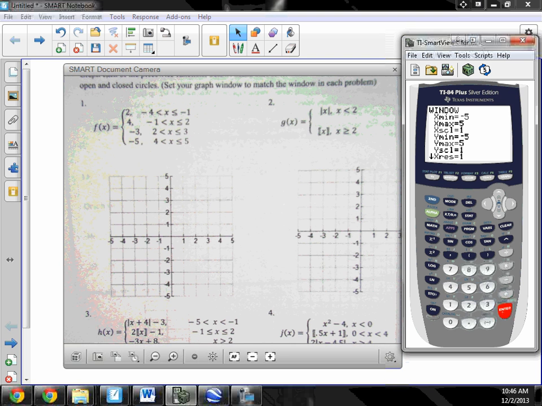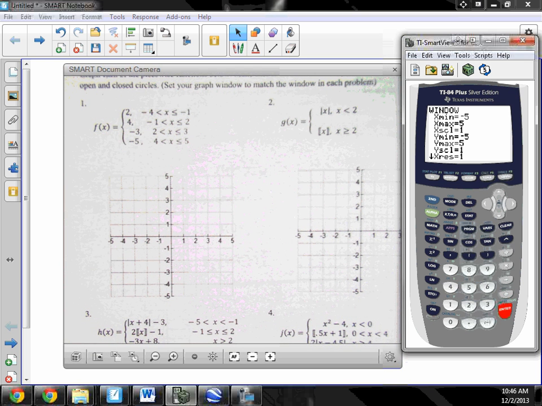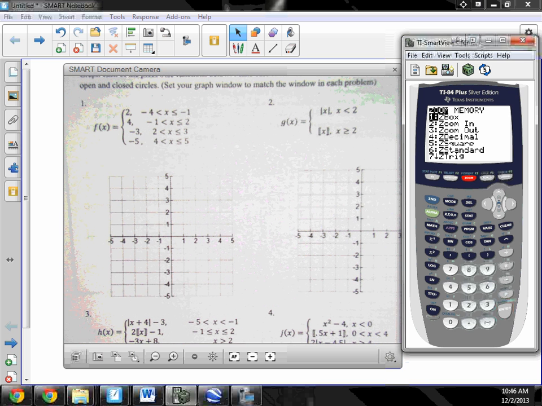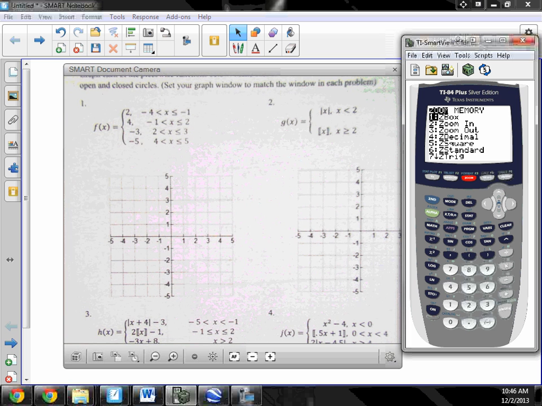If I want to go back to the standard window, how do I fix that? If your window's all mixed up and you want to go back to the normal window, push zoom, and then you look at number 6 and it says zoom standard. So once you finish this assignment, go into zoom and do zoom standard, and it will go back to the 10 by 10 by 10 window. Okay? All right.